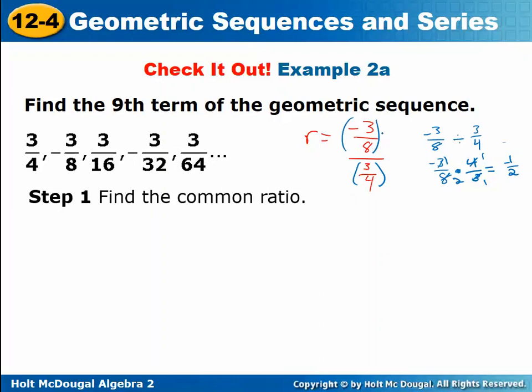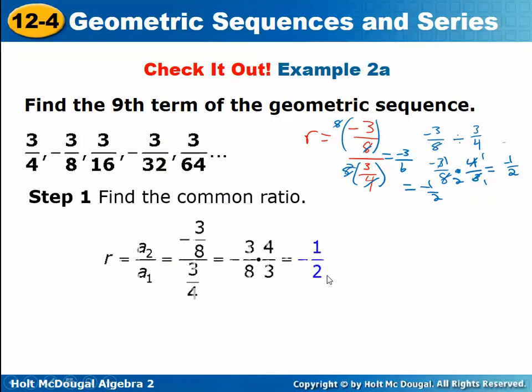The other way to do this, the way I generally would do it, is I say, what is the common denominator of -3/8 and 3/4? And that's 8. So I multiply the top fraction by 8, and that cancels, and I get -3. And then I do the same thing on the bottom. I take 8 times 3/4, and that cancels, and I get 6. And of course, that also simplifies to -1/2. So our common ratio is r equals -1/2.